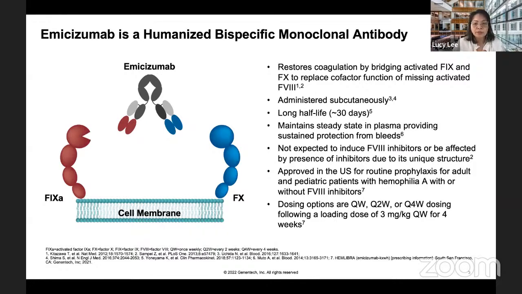So again, it is approved in the US for routine prophylaxis for patients with hemophilia A, aged newborn and up, with or without inhibitors. And after a weekly loading dose for 4 weeks, you can choose a regimen that is either weekly, every 2 weeks, or every 4 weeks.